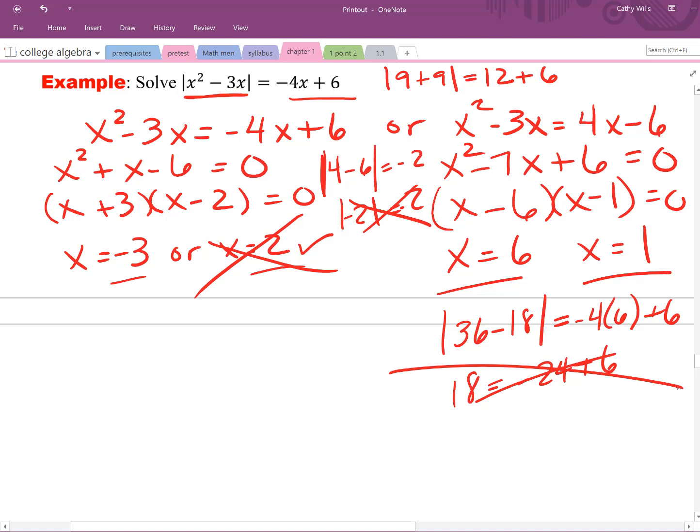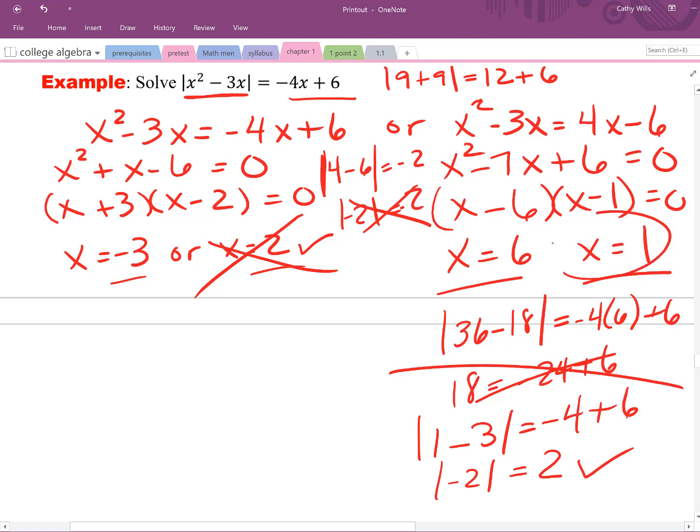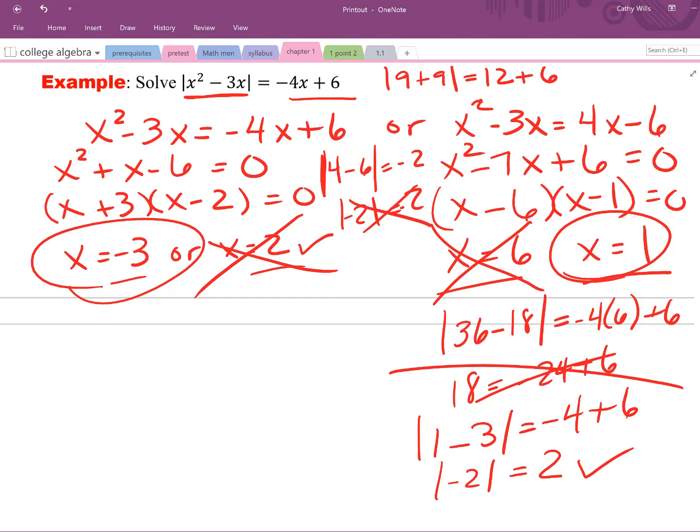Try 1. When you put 1 into the original equation, you've got 1 squared, which is 1, minus 3 times 1, which is 3, equals -4 times 1, which is -4, plus 6. So this is the absolute value of -2 equals 2, and that is true. So x equals 1 works, x equals 6 did not work, and x equals -3 works. Wait a minute, did x equals 2 work? 4 minus 6 is -2. No, it was the -3 that worked, right? So the answers for that problem would be -3 and 1.